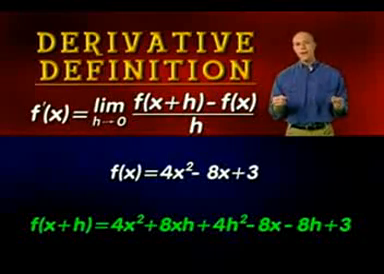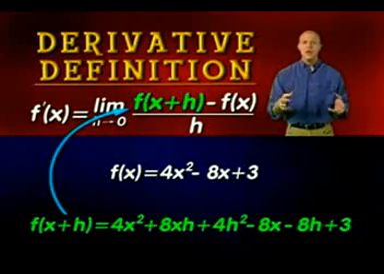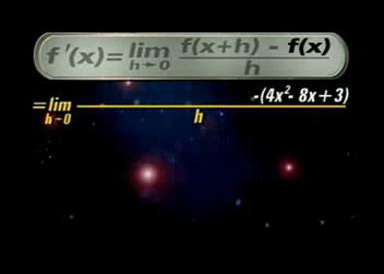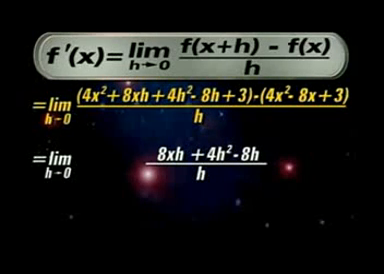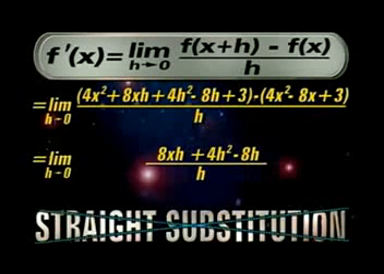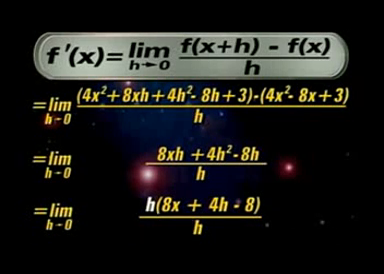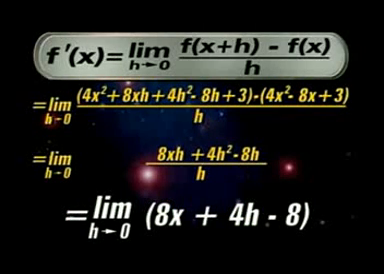If we stick these values for f of x and f of x plus h back into the derivative definition and simplify, we will get the general formula for the derivative at any point on this function. Here we go. Subbing in our f of x and then our f of x plus h, here's what we get. Now we've got to do all the math. After simplifying, we get 8xh plus 4h squared minus 8h all over h. Again, we can't determine this limit by straight substitution because we would get a 0 in the denominator. So we factor out an h in the numerator and then cancel out the h in both the numerator and denominator. We're left with the limit as h approaches 0 of 8x plus 4h minus 8.